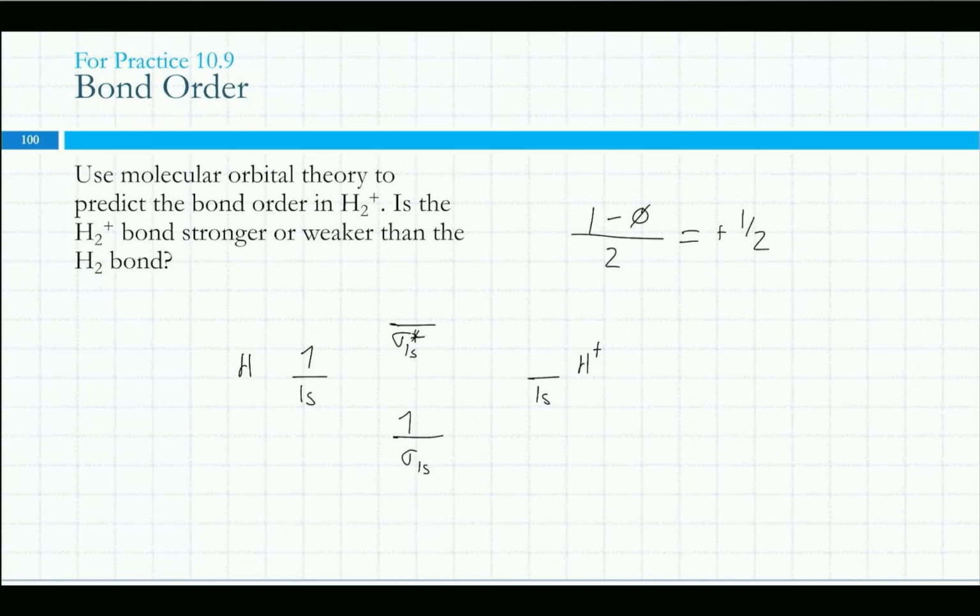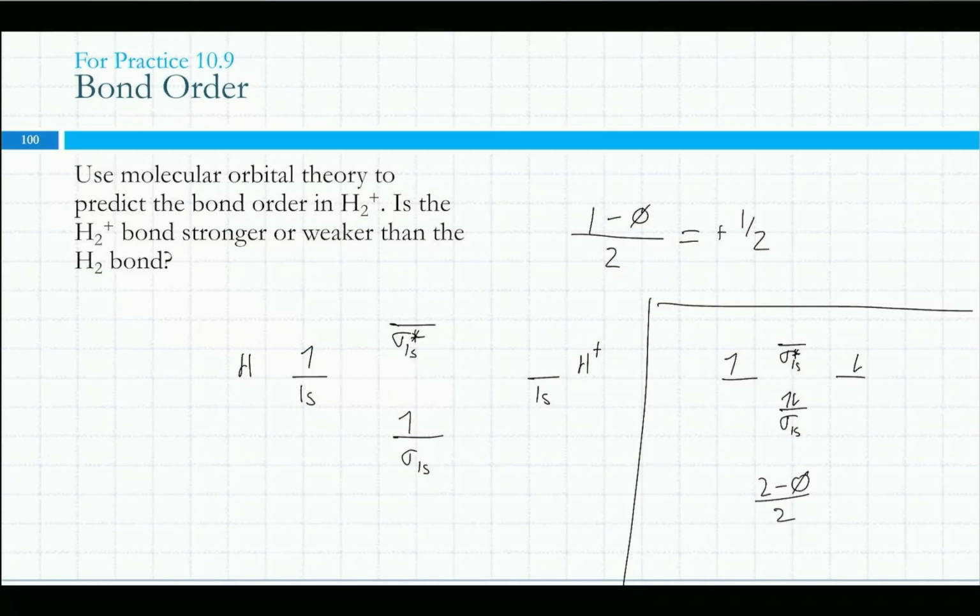Yeah, it's weaker. So if I have regular H2, then these are each bringing 1 electron. Sigma 1s, sigma star 1s. So I put 2 electrons in there. Just section this off. So it's 2 minus 0 divided by 2 equals a bond order of positive 1. So this is actually a stronger bond than a hydrogen and H+.